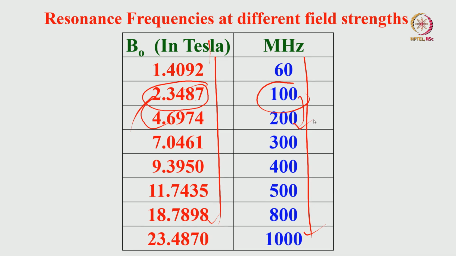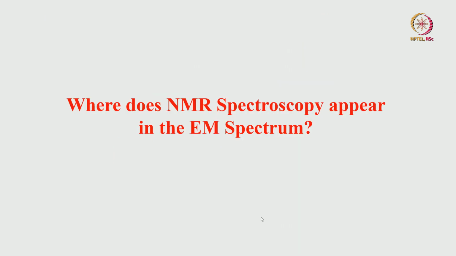In fact, what I am going to do is increase it 8 times, 2.34 I make it 18.78, and you see the resonating frequency became 8 times larger. This is basically what is going to happen. So, resonating frequency varies linearly with the external magnetic field. Okay, with this I want to tell you one thing.